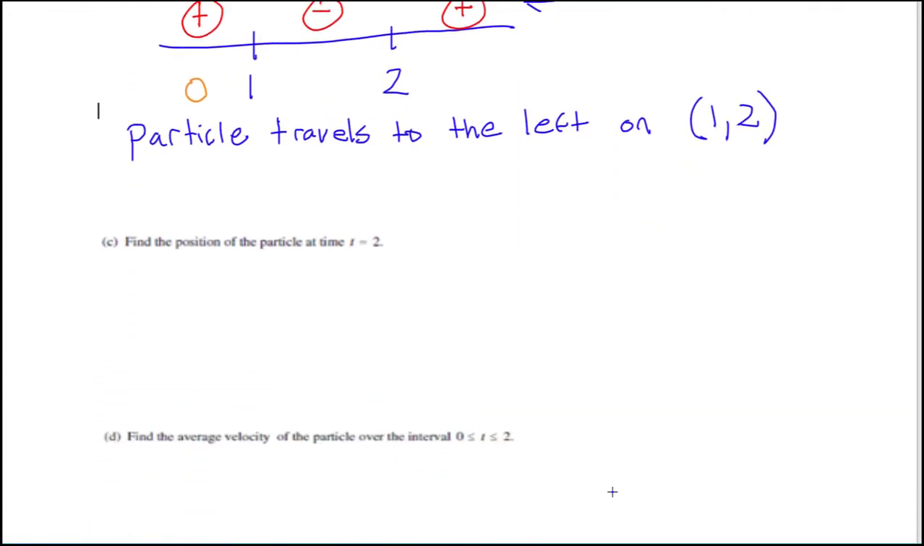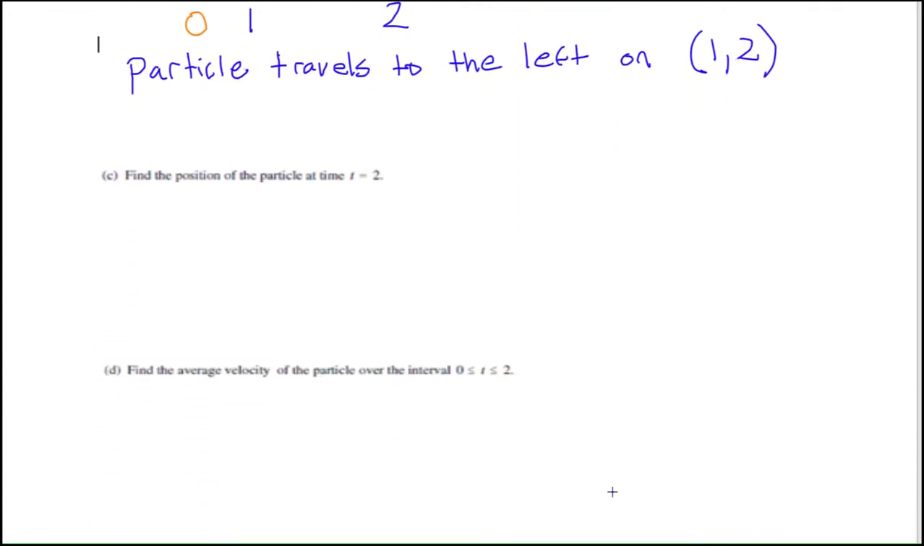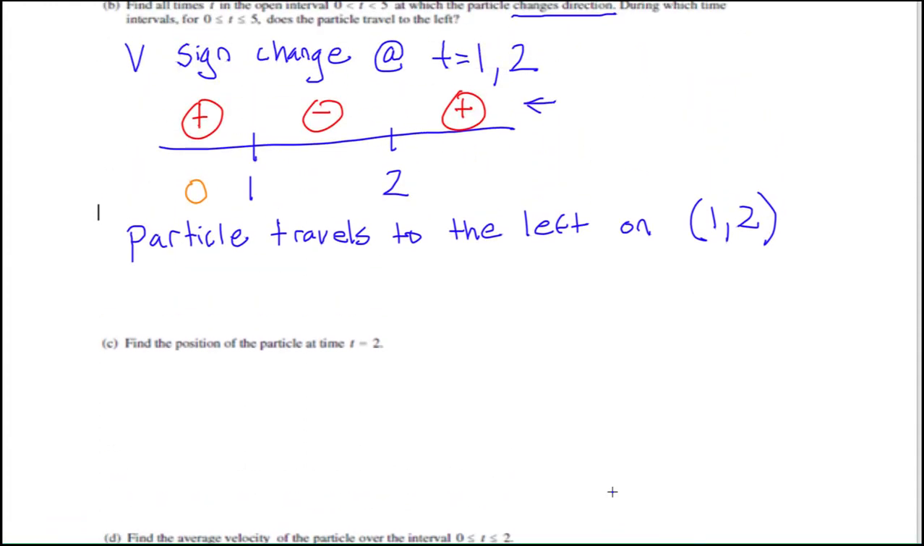Let's go on to part C. Find the position of the particle at time equals 2. How am I going to do that? Wait, I have a question. Yes. Why wouldn't it be from infinity to 1 and then 1 to 2 and then 2 to infinity? I'm only looking for left, which means I'm only looking for the negative. Oh. Negative means left.